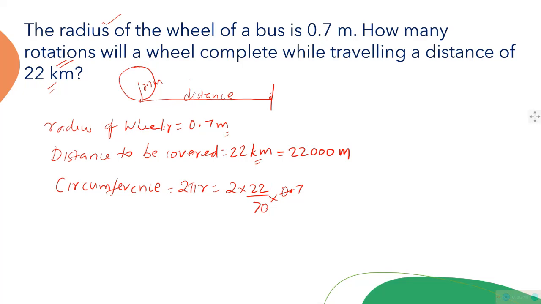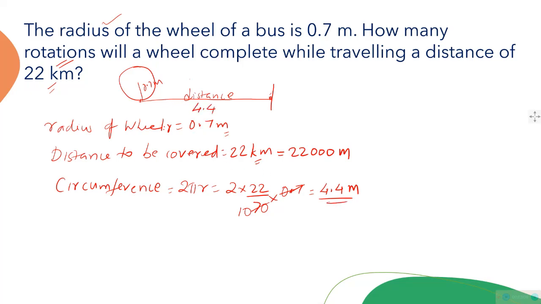So it became in such a way that it is 7 and 70, that means 7 and 70 means it became 1 upon 10, and it became 44 upon 10. 44 upon 10 means 4.4 meter. It will move in one rotation.